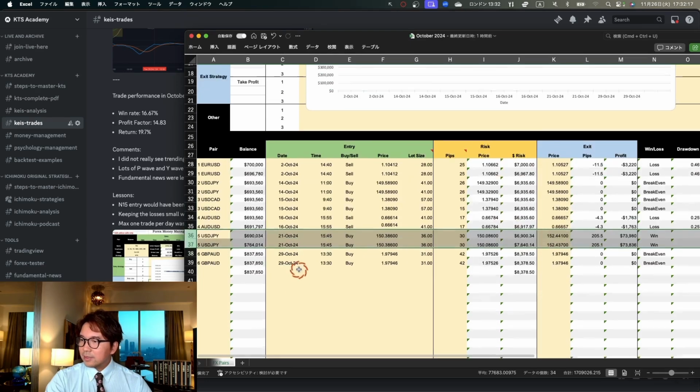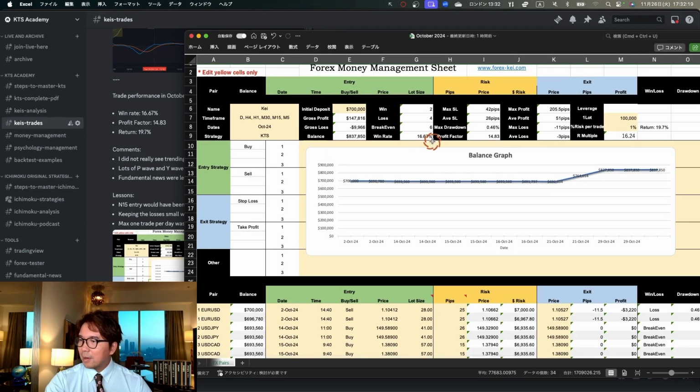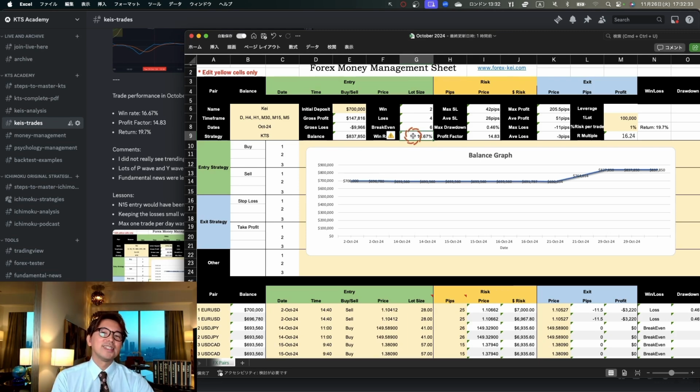So again, in the month of October, the win rate of my performance was 16.67%. A win rate of 16% is really low, right? No one, I guess, wants to have a 16% win rate as a strategy. But that's how I built my strategy, and it happens sometimes, because I don't really look at the win rate, to be honest, with my strategy.